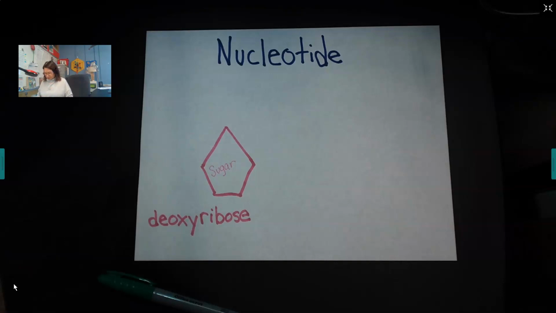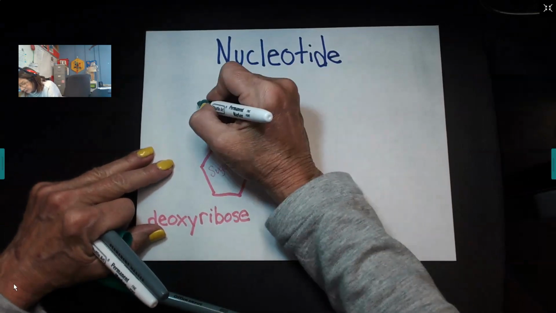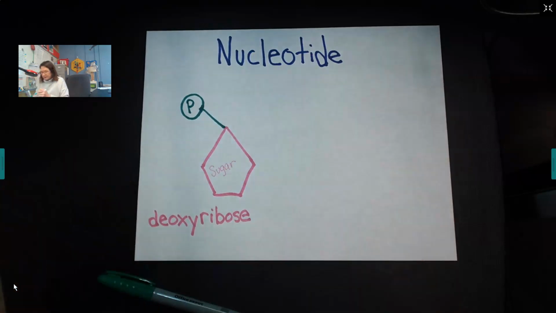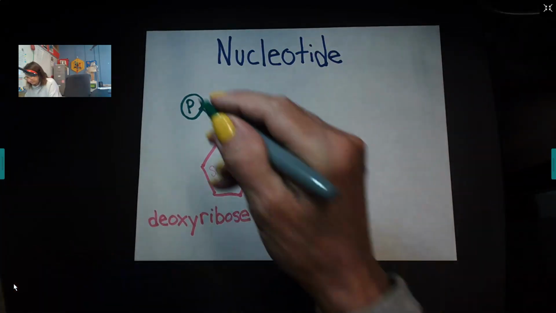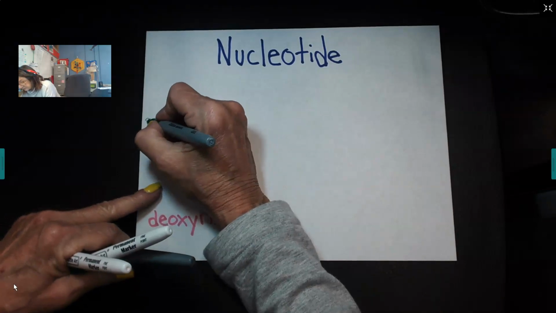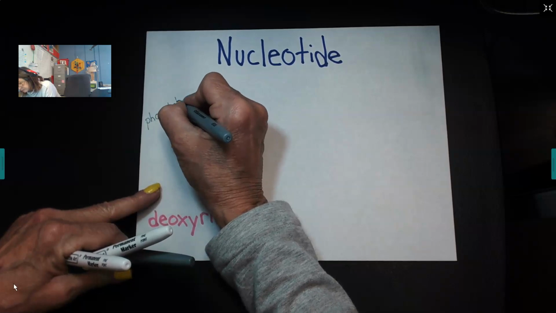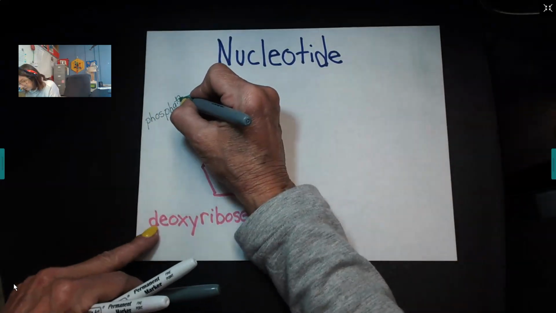Okay, next what we're going to have is our phosphate. So I'm going to make this line up here, draw a circle and put a P in it. And this is going to be my phosphate. Kind of ran out of a little space there, sorry.